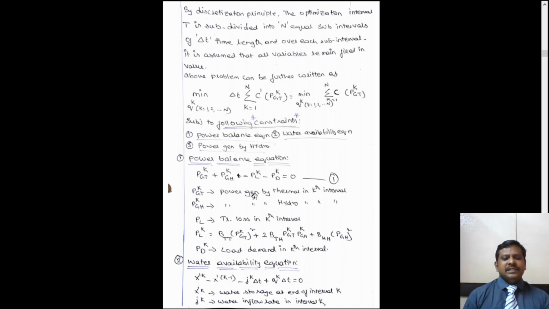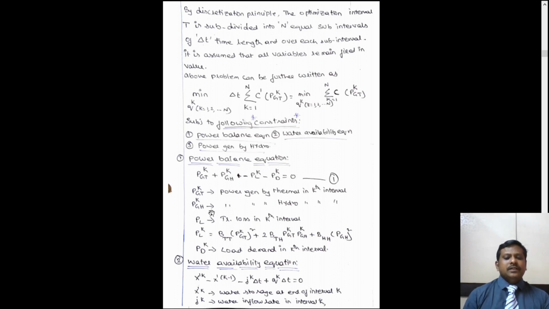Here PGTK is the power generated by the thermal in the kth interval, with a duration of time. Similarly, PGHK is the power generated by the hydro in the kth interval. K is not the number of units here; it represents during which interval the power is generated.